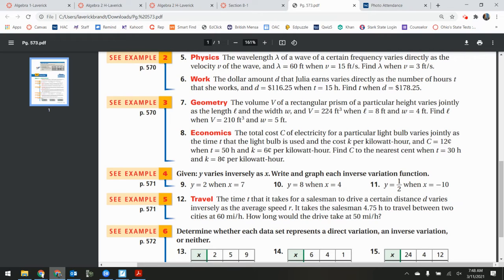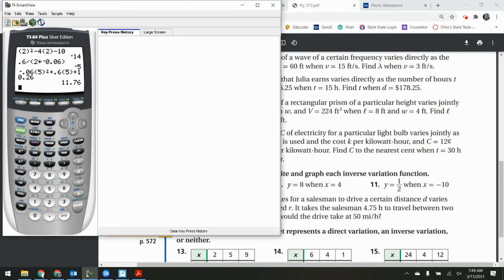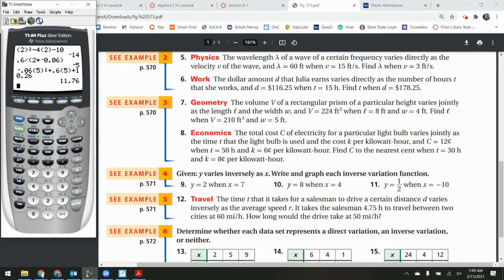And then it says C is 12 when t is 50 and k is 6. So I just have to solve this equation. That's going to get me 12 divided by 300, really. We got 50 times 6, that's where I got that 300. And then I'm going to take 12 divided by 300, and that's going to give me 0.04. 0.04 is my m, my constant of variation. So I can create my new equation. C is equal to 0.04 tk.